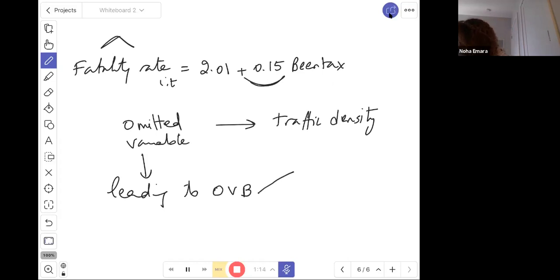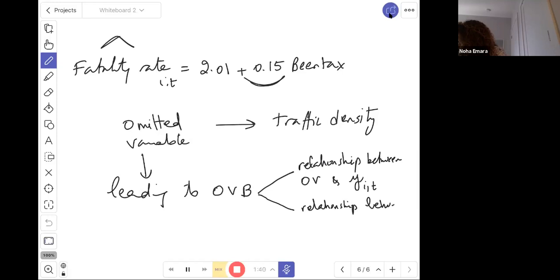I need to think about the relationship between the omitted variable and the dependent variable, or let's call it YIT. And I also need to think about the relationship between the omitted variable and the included variable. Because these are the two components that would tell me whether this bias is positive or negative, or actually it might be nothing. So when I think about the omitted variable, which is traffic density, and whether it's leading to omitted variable bias, I need to think about how traffic density is related to fatality rate.